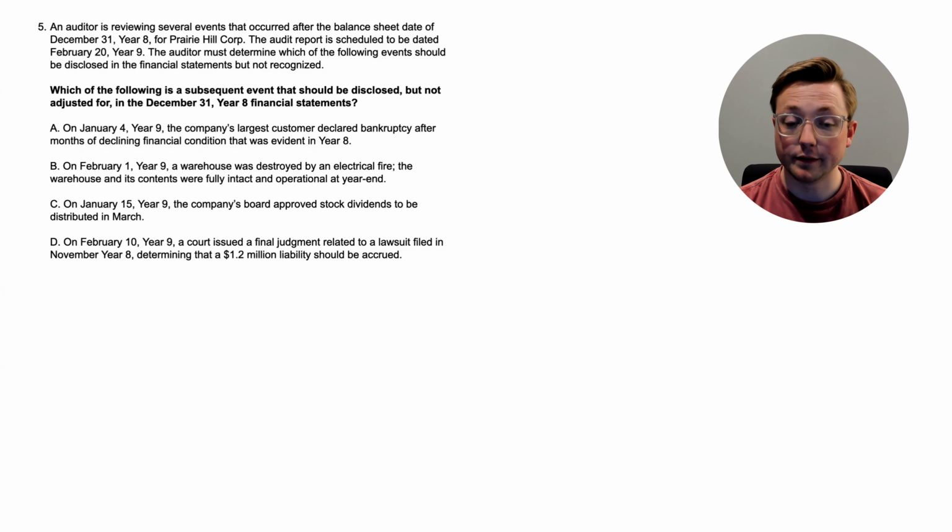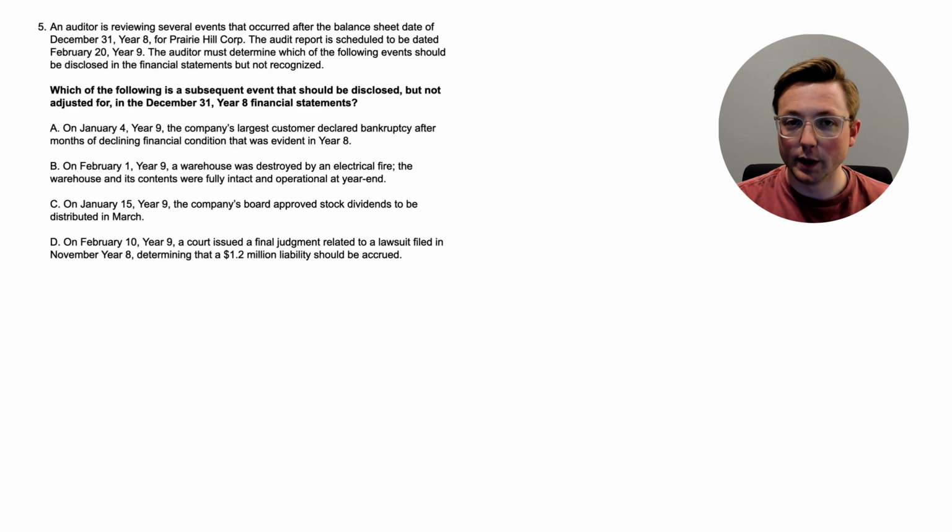Option C, on January 15th, year 9, the company's board approved stock dividends to be distributed in March. Or option D, on February 10th, year 9, a court issued a final judgment related to a lawsuit filed in November, year 8, determining that a $1.2 million liability should be accrued. Okay, so again, which ones of these are subsequent events? And out of the subsequent events, which one of them is going to be disclosed rather than recognized? So think about this, think about everything we've learned so far, pause the video and come back when you're ready.